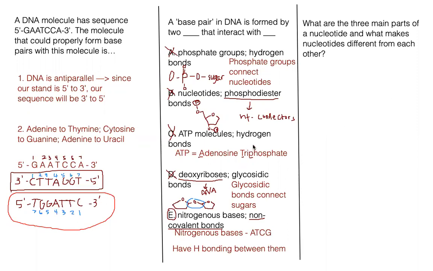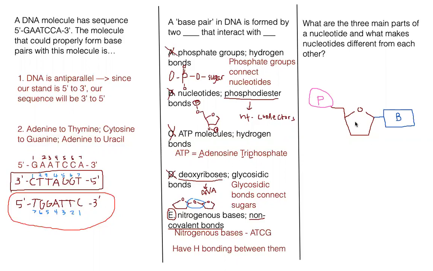So the last one is, what are the three main parts of a nucleotide and what makes them different from each other? Okay, so let's think about a nucleotide. I'm gonna draw a very crude one right here. I'm gonna color code it as well. So I'm gonna go blue. I'm gonna put this as just a B. Okay, so ignore the crudeness of this drawing.